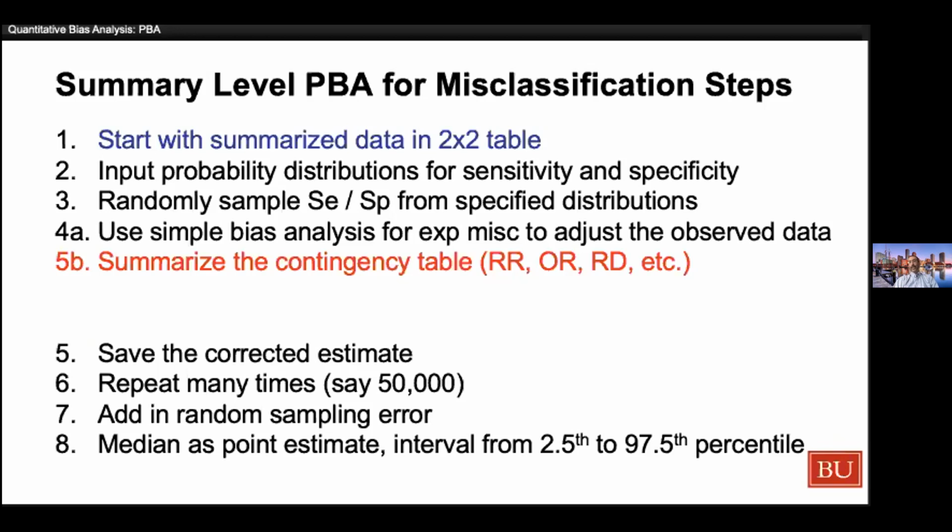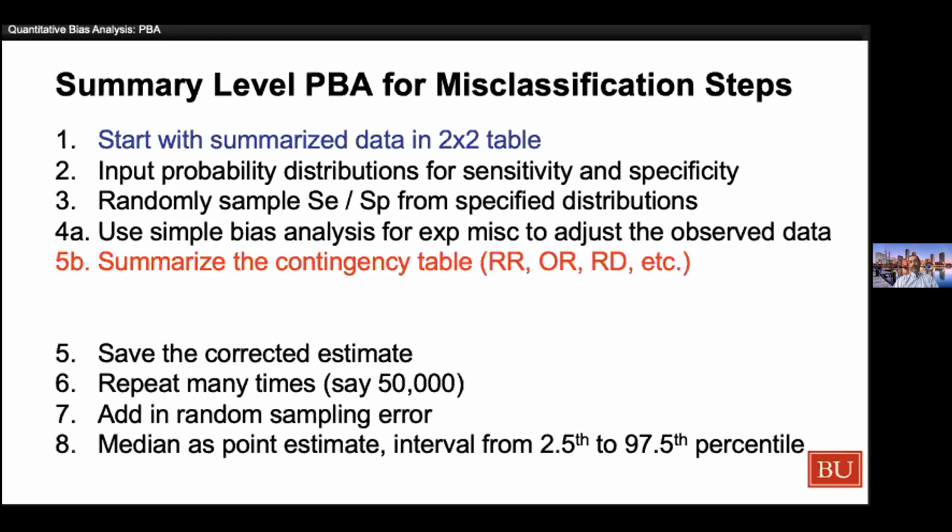We do it over and over again, say 50,000 times. Then we'd also want to think about the random sampling error that we had in our original estimate, so we can add that back in as well. And then I can summarize this using the median as a point estimate, and I can create an interval from the 2.5th to the 97.5th percentiles of that distribution.